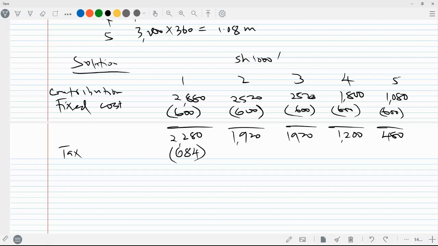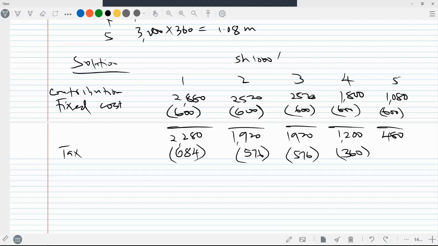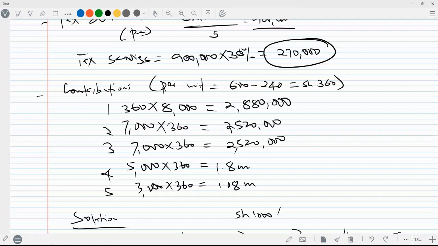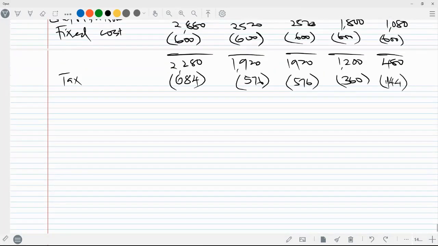Year 2, 576. Year 3, 360. Year 4, 144. However, we have tax savings, equal to 270 per year. Therefore, tax saving is a cash inflow of 270,000 per year.